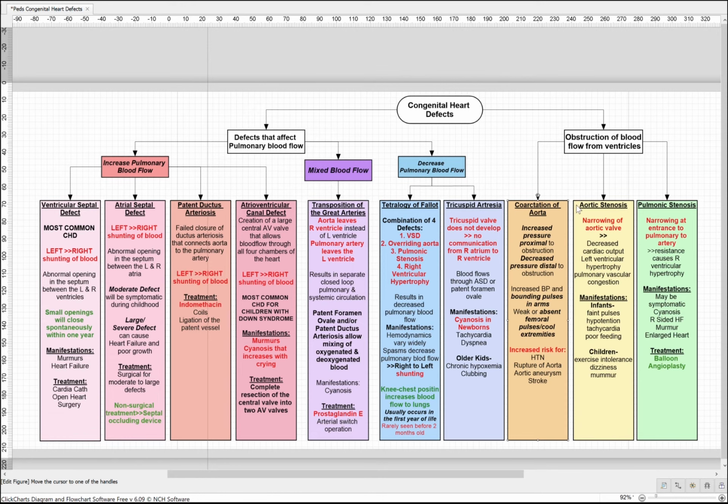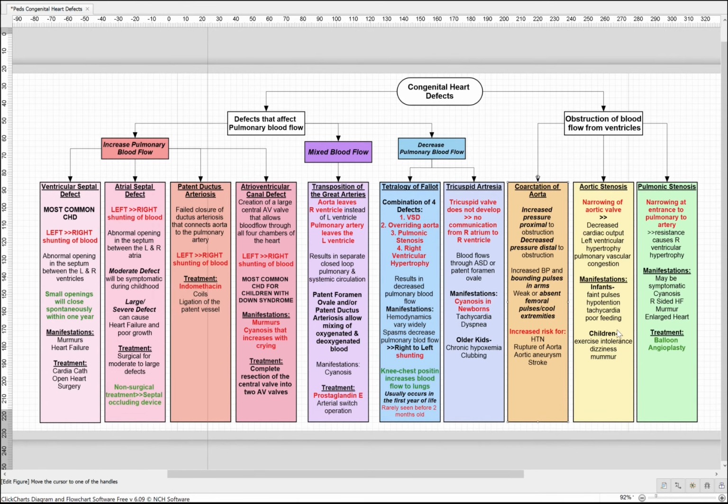Moving on, we are going to talk about aortic stenosis. Here we have narrowing of the aortic valve, so it is going to be more difficult for blood to be pumped from the left side of the heart. Because we have that narrowing, as I talked about with tricuspid atresia, we are going to have hypertrophy of the associated ventricle, which is our left ventricle. Remember, the more that a ventricle hypertrophies, the less room it has for blood to fill.